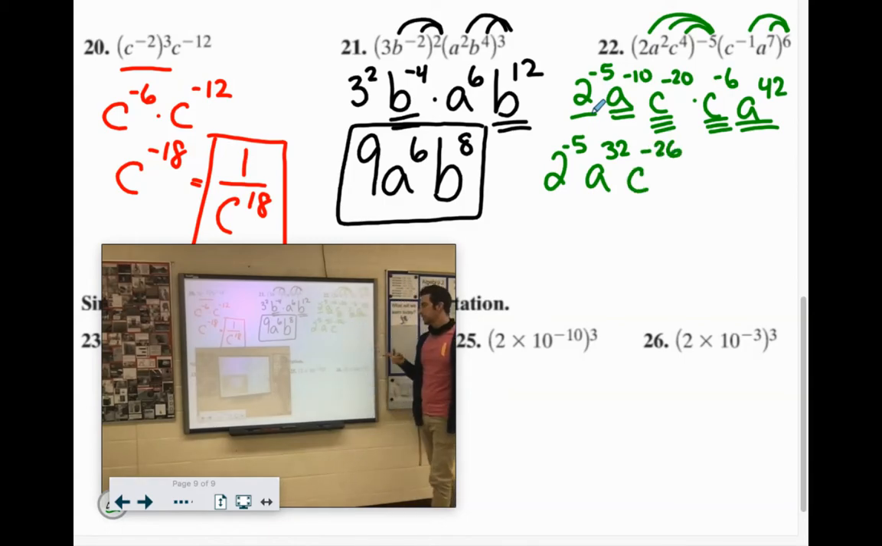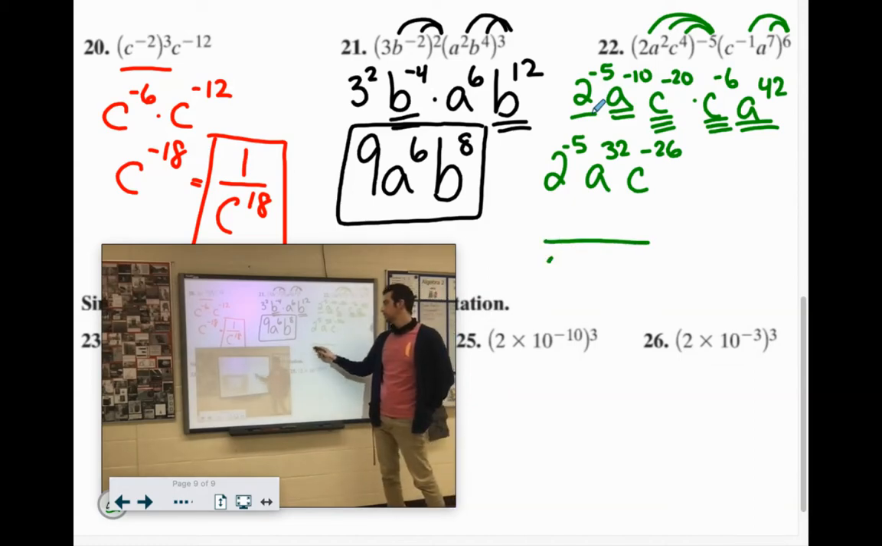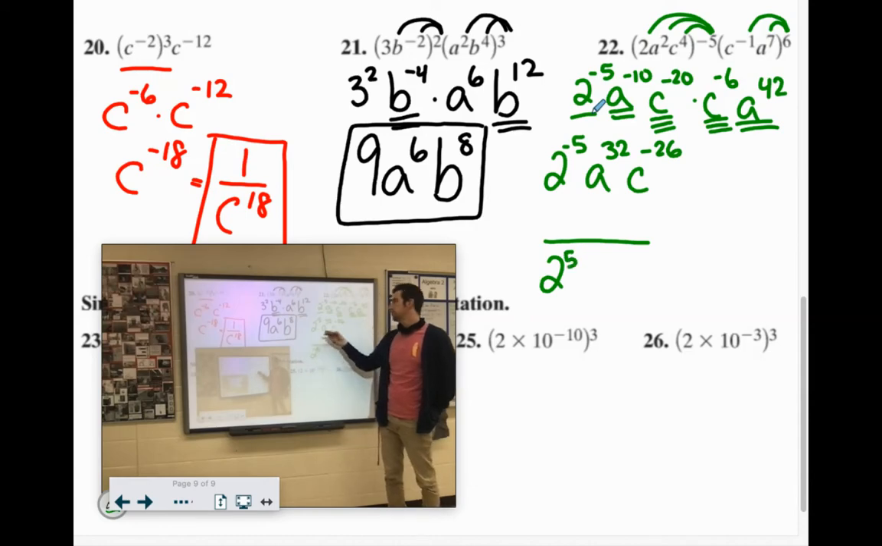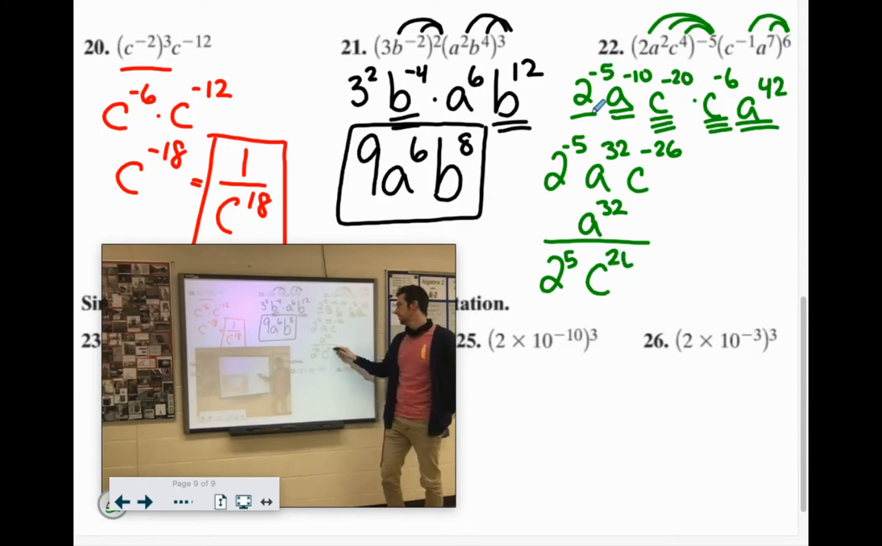So we're going to make our adjustments. We're going to drop down the negative stuff. So 2 to the fifth would go to the denominator. A to the 32nd, that's positive, so that can stay where it was, up top. And then C to the negative 26th can drop down to the denominator.